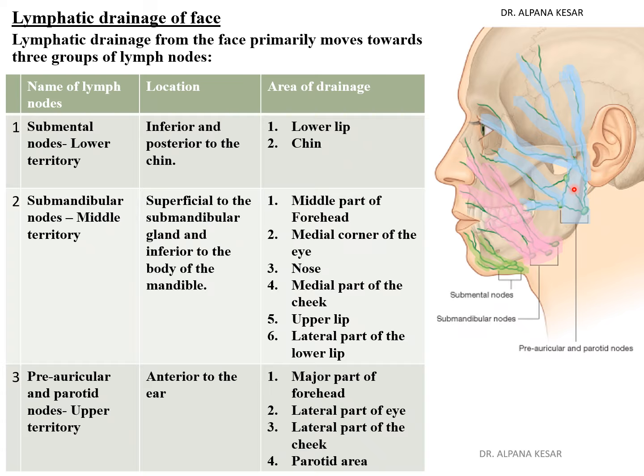The parotid or preauricular group of lymph nodes comprise the upper territory group of lymph nodes which drain lymph from the major part of the forehead, lateral part of the eye, lateral part of the cheek, and from the parotid area. The lymphatics from all these three groups of lymph nodes will ultimately drain into deep cervical group of lymph nodes.